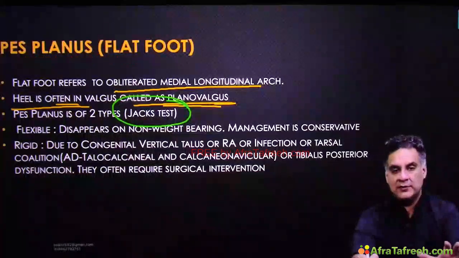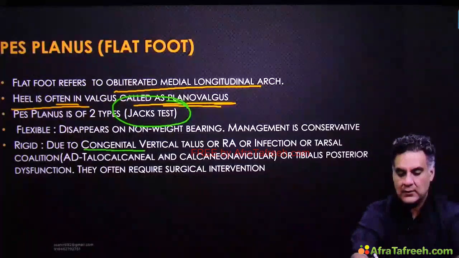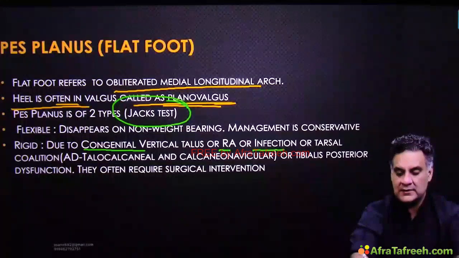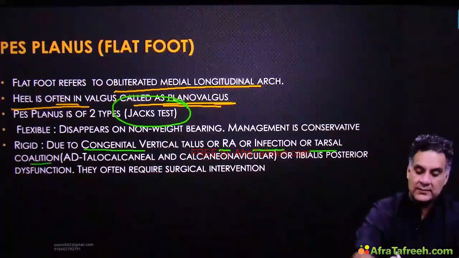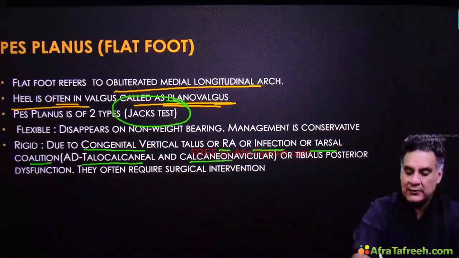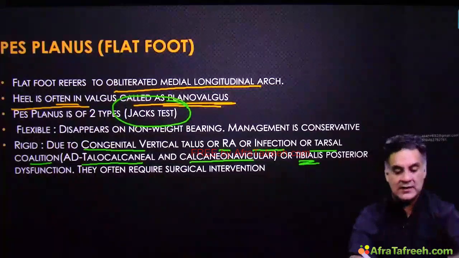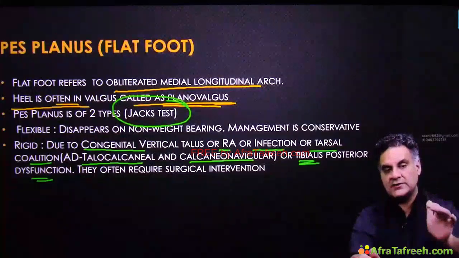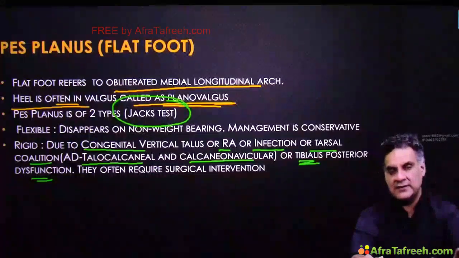When you have a flat foot due to congenital vertical talus, it's rigid. Arthritis, rigid. Infections like TB, rigid. Fusion of tarsal bones, rigid. Example fusions are talocalcaneal, calcaneonavicular, or others. Dysfunction of a muscle important for the arch, tibialis posterior. These are patients which require surgery, whereas flexible are managed conservatively.